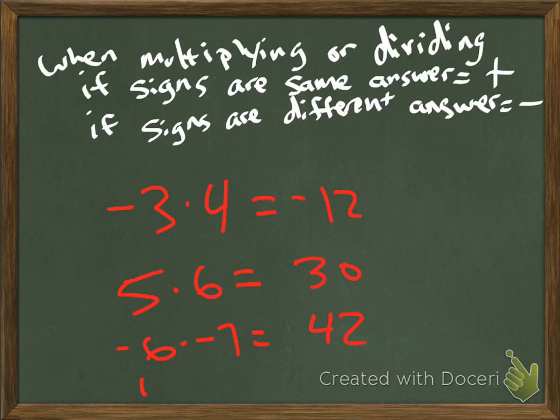And finally, if I looked at a problem like 12 times negative 3, I would notice that 12 times 3 is equal to 36. And I had positive 12 and negative 3. Therefore, my answer would be negative 36. In all of these examples, we're just following those rules. And remember that these same rules apply with division. So we could have written division problems that looked very similar, and they would have the same result.